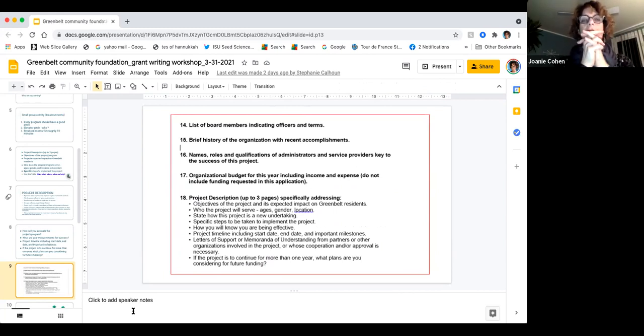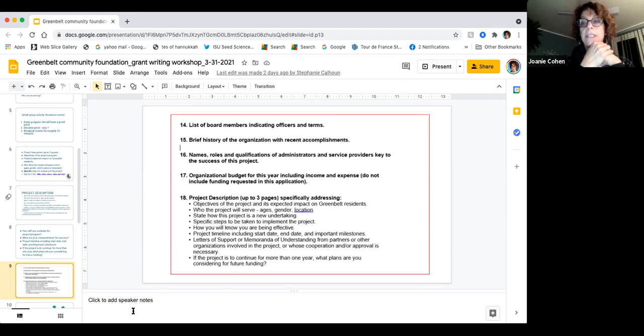The organization, you need to list the board members, including officers and terms, a brief history of the organization with recent accomplishments, and then the names, roles, and qualifications of administrators and service providers key to the success of the project. So anyone who's going to be involved or be a teacher or a consultant, you just want to say who they are and the role that they'll play and the qualifications that they have.